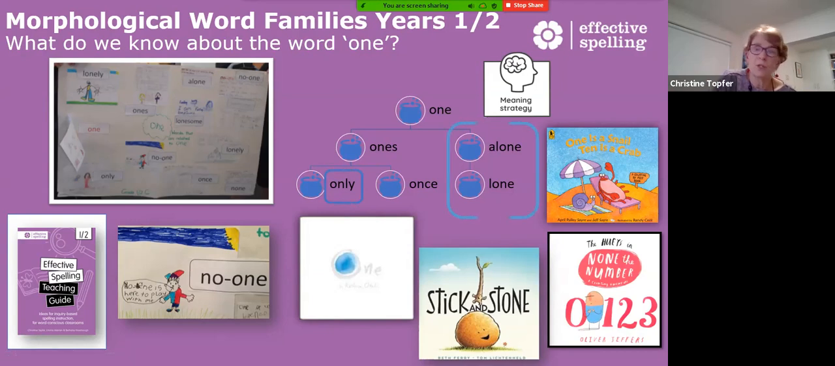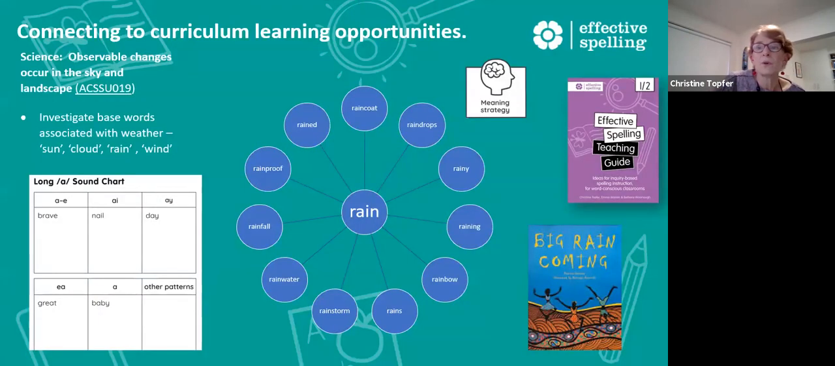Also, then we have the word alone and lone. So one is also connected to the word alone, but in actual fact, lone has become its own base. So this was all alone, so that is part of the morphological family, but lone has become its own base now, and we have lone and lonely, and you'll see that in the book. But these are the sorts of things that will really help children understand the meaning of words and also the structure.